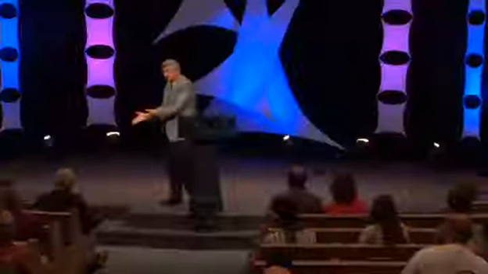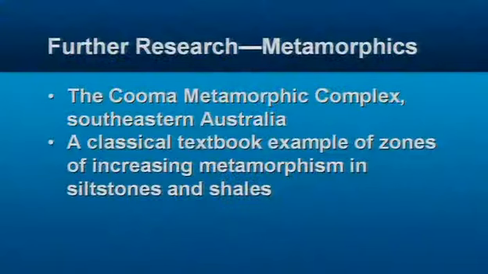Well, the research has branched out into studying metamorphic rocks, because this verification came from metamorphic rocks. And so, in southeastern Australia, I've mentioned to you before, we have this metamorphic complex. It's actually near our highest mountains in Australia. Yes, we do get mountains in Australia, just over 7,000 feet. If you've ever seen the movie The Man from Snowy River, this is the area. And it's a classic textbook example of zones of increasing metamorphism of shales and siltstones. All the textbooks illustrate this example.